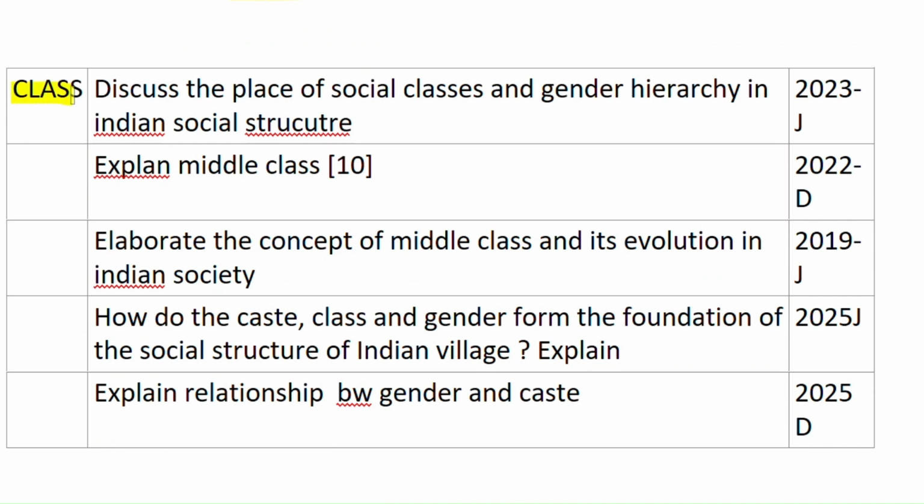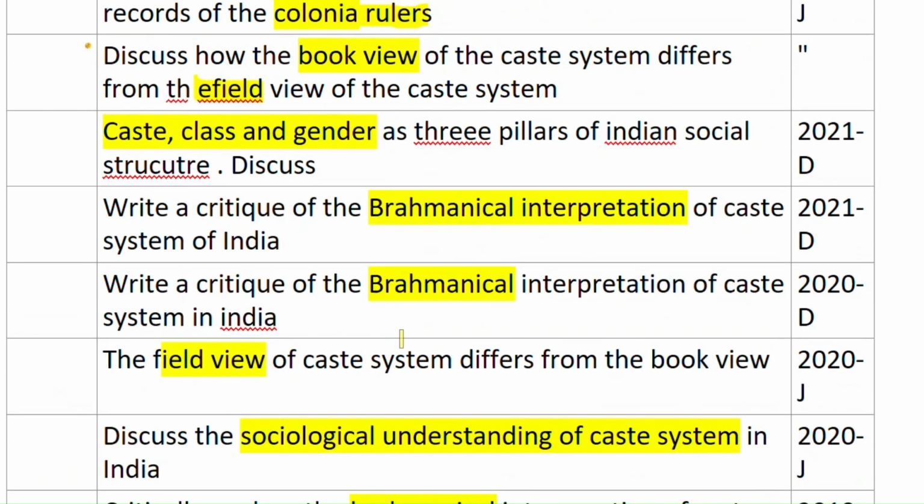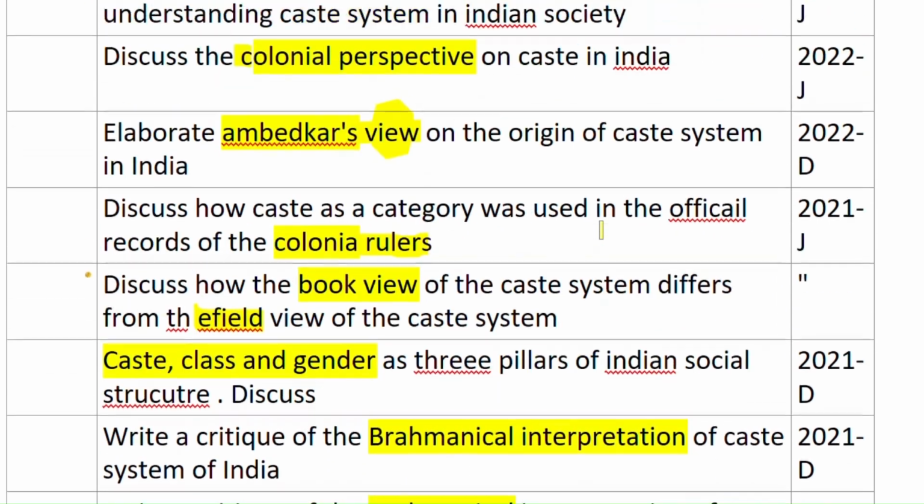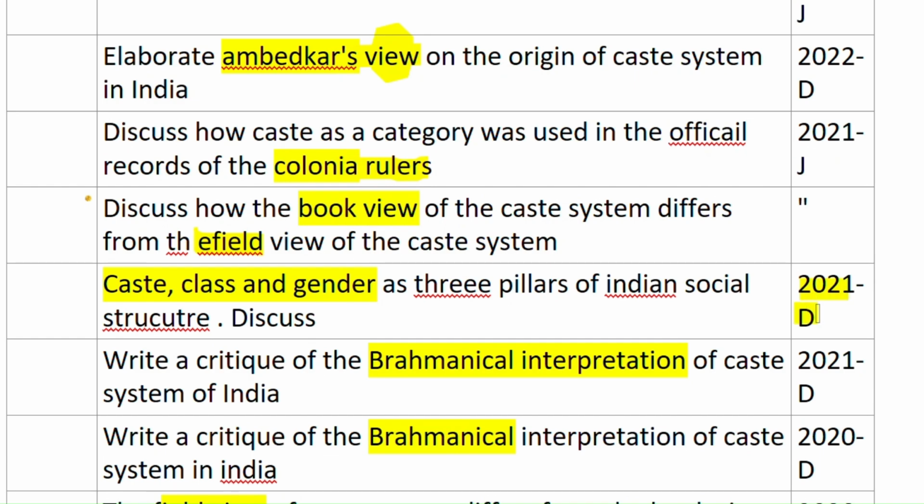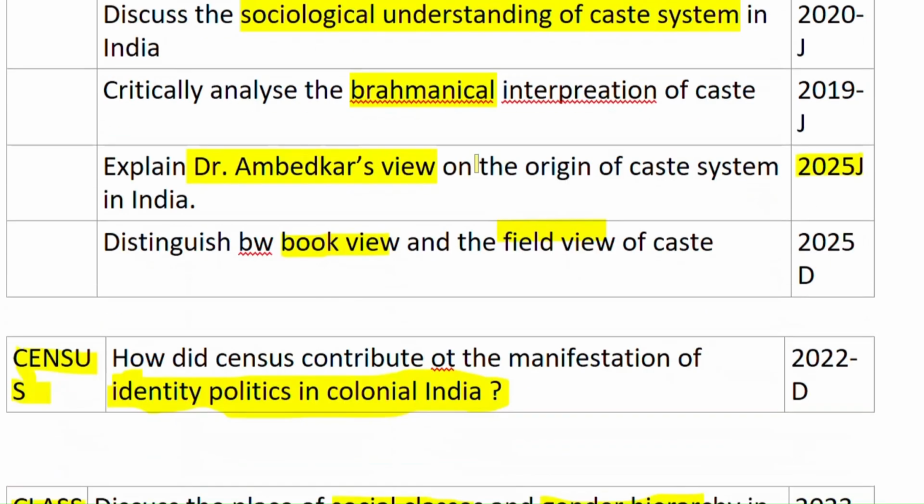So class is another topic as important as caste. Discuss the place of social classes and gender hierarchy. So classes were combined with gender in this question on the Indian social structure. Explain the middle class. Elaborate the concept of the middle class. Again, the middle class is asked. How do caste, class, and gender... See, this question was also seen when we were discussing caste: in the 2021 December session, it was asked as caste, class, and gender as three pillars.